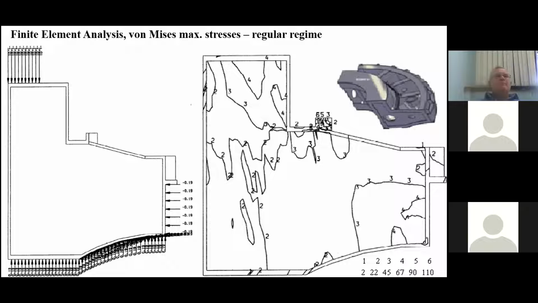This is a finite element analysis with regular regime. So loading is sketched to the left, and to the right you can see isostress lines, and pay attention to line number 3, which is 45 megapascals. And here is the location of these unacceptable defects, as I mentioned, lamellar tearing and lack of penetration.